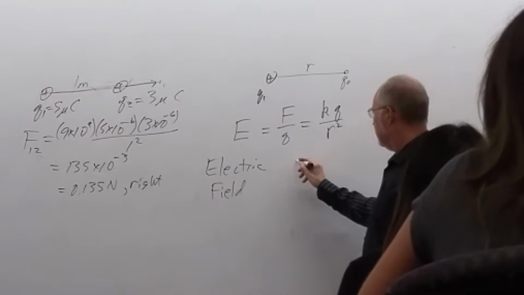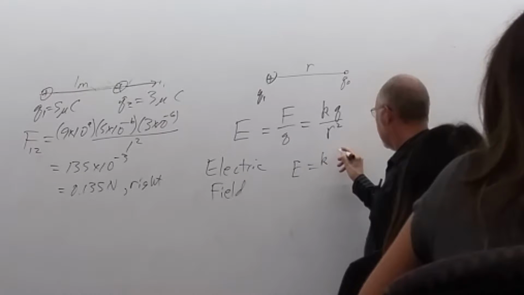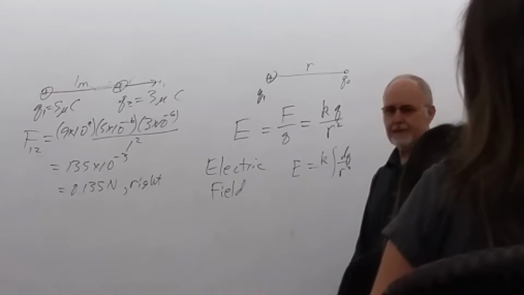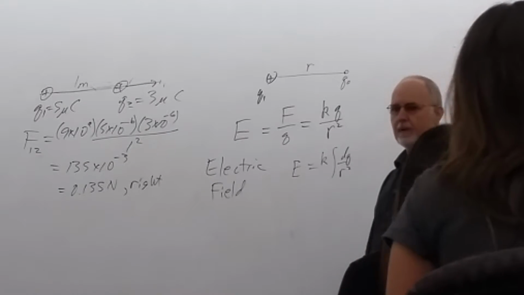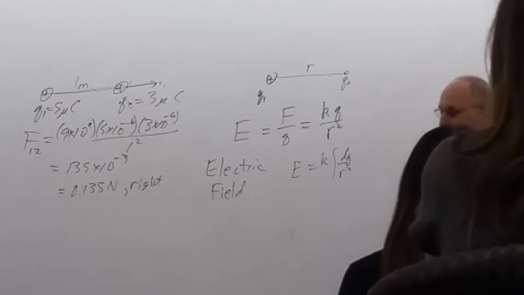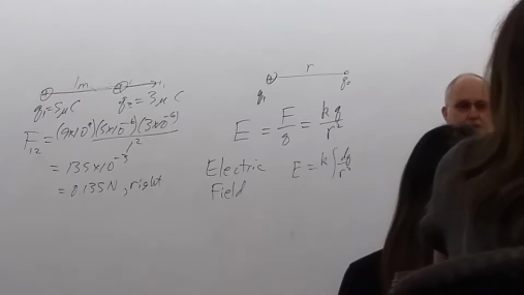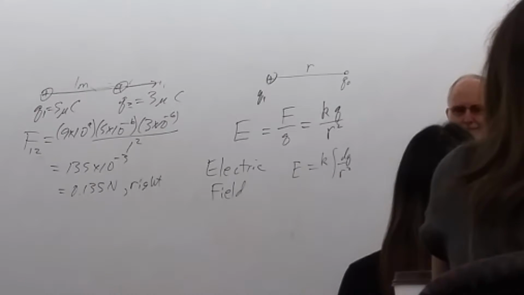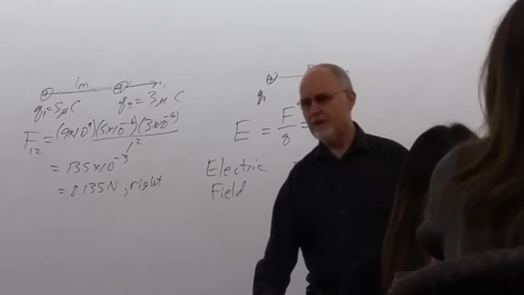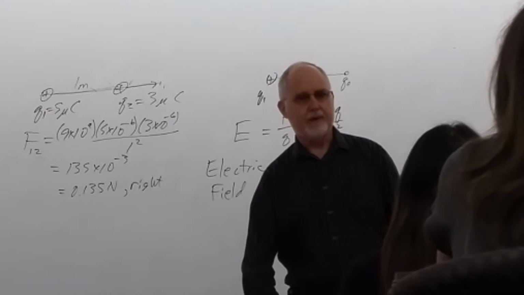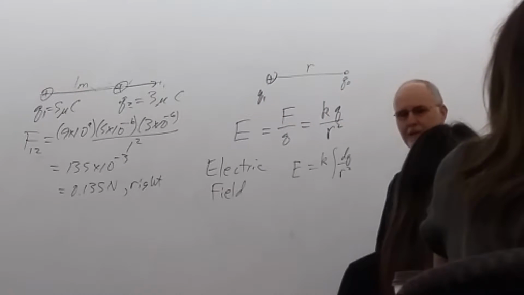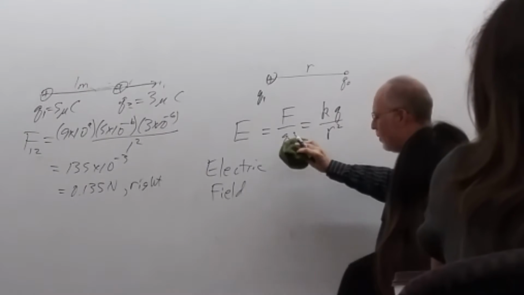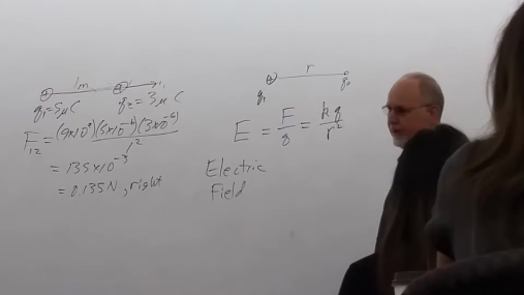Technically, it would be k times an integral of dq over r squared. And that could end up being really bad integration, depending on what the distribution of charge is. So we don't really want to have to do that if we can get away from it. There are ways we can do that, or we just ignore those really hard problems and stick with the easy ones. But for a point charge, it's just kQ over r squared.